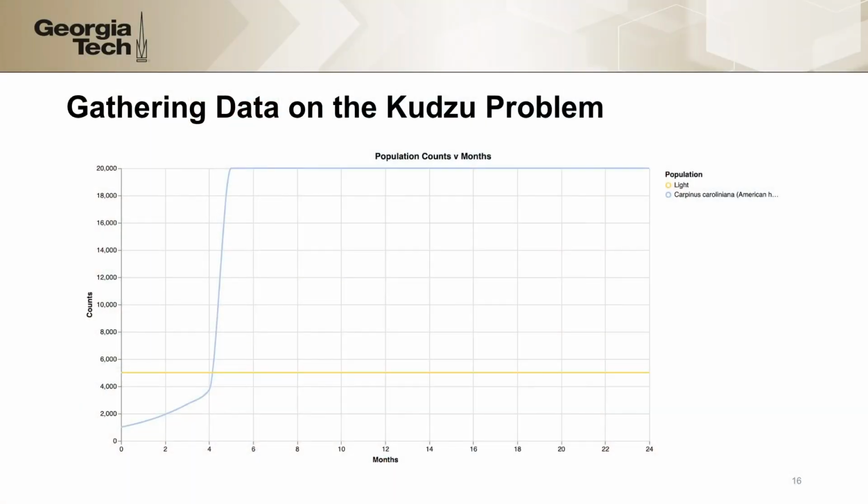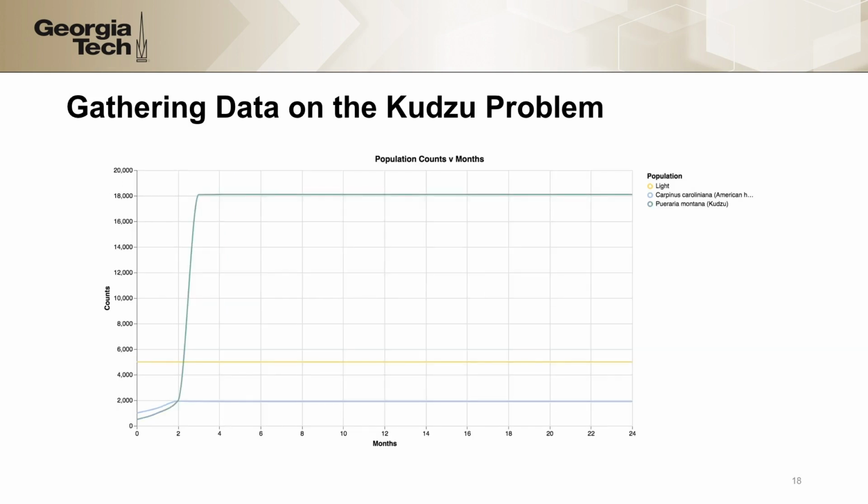This is a graph from VERA that shows you the population size of American hornbeam. On the x-axis, we have month, and on the y-axis, we have the counts of the population size. The yellow line represents sunlight, a constant in this environment. When the American hornbeam is alone, it shows logistic growth, which means it grows until it reaches a carrying capacity.